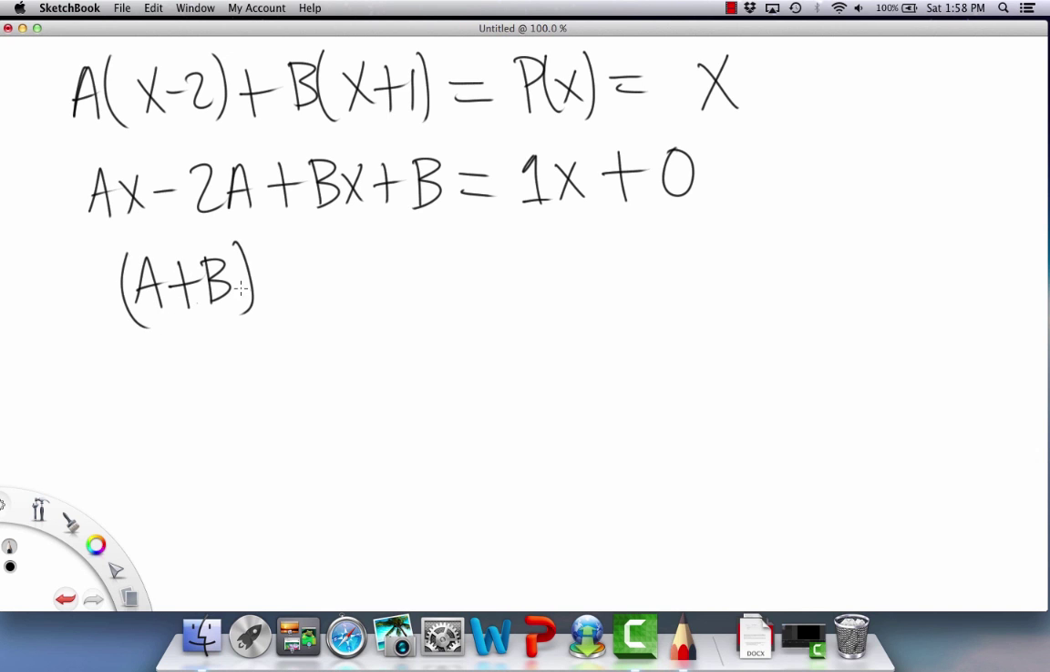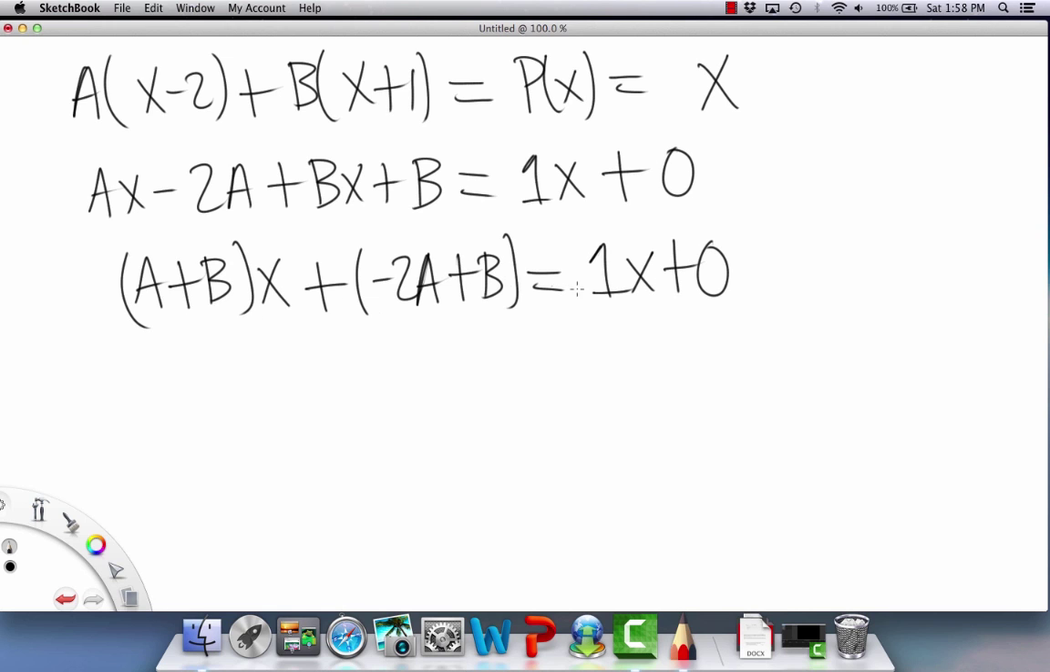So we have a plus b times x, right? The ax and the bx. And then we have a negative 2a plus b. Yeah, so as far as this goes, I just like combining the like terms, because then what we're going to do is make the coefficients equal to each other. So see how on this side, the coefficient of x is a plus b, and then on the right side, our coefficient is 1. And that's the only x that we have on this side. So a plus b, consequently, has to equal 1.